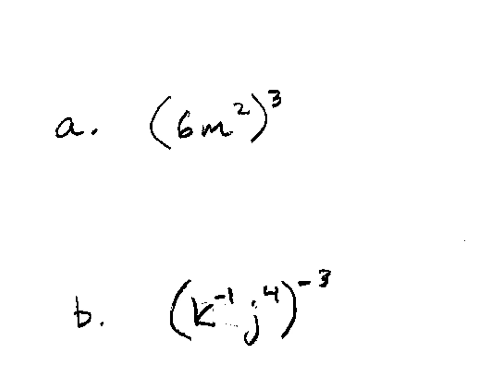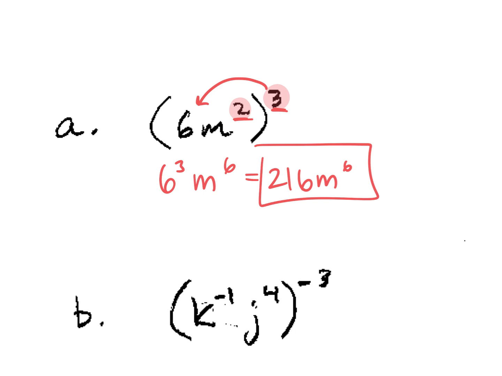Looking at letter A up here, we've got a power to a power, but we also have a 6 in front, so that 3 has to go on the 6 as well. So 6 to the third power times m, and we are going to multiply those together, so that'd be to the 6th power. And then we have to simplify 6 to the third power, so 6 times 6 times 6 gives me 216 m to the 6th power.